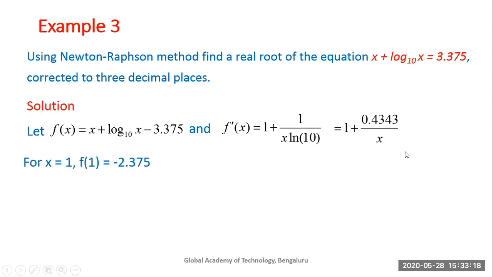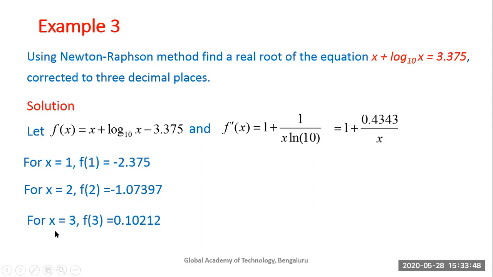To find x0, we find the interval in which the root lies. Since we have a logarithm here, we start from x is equal to 1. So f of 1 is 1 plus log 1. Use the log key. Log 1 is 0 minus 3.375, you get minus 2.375. For x equal to 2, f of 2 will be 2 plus log 2, not ln 2, minus 3.375. You get minus 1.07 something.